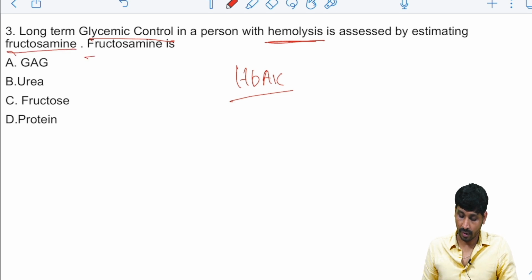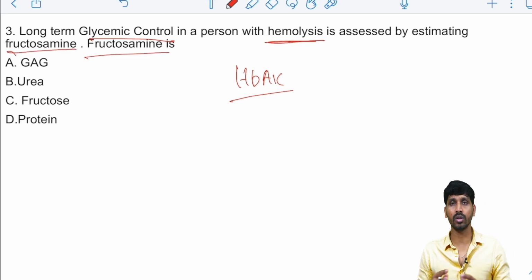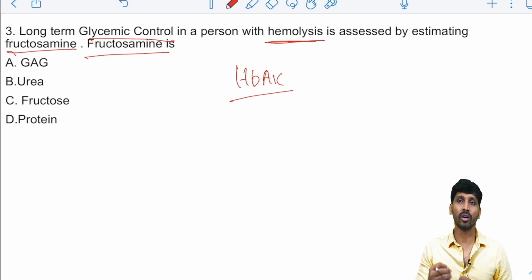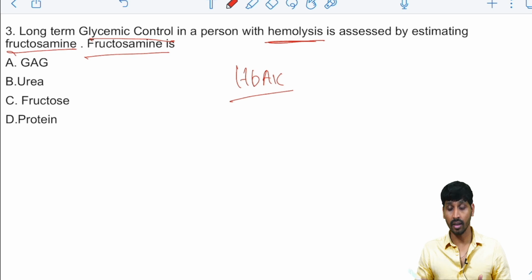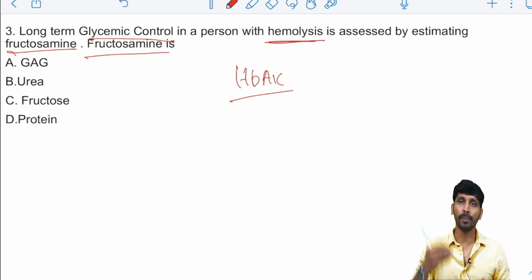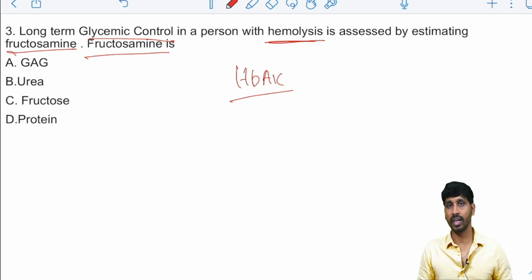So what they have asked is, what is fructosamine? Whether it is a GAG, glycosaminoglycan, or urea, or fructose, or a protein. Remember, whenever there is a high concentration of glucose in the circulation, it starts glycating proteins. Extra glucose will obviously start glycating biomolecules such as proteins. Here we are talking about HbA1c, and hemoglobin itself is a protein, so that's why it is getting glycated. Because of the condition hemolysis, HbA1c cannot be used, so fructosamine.